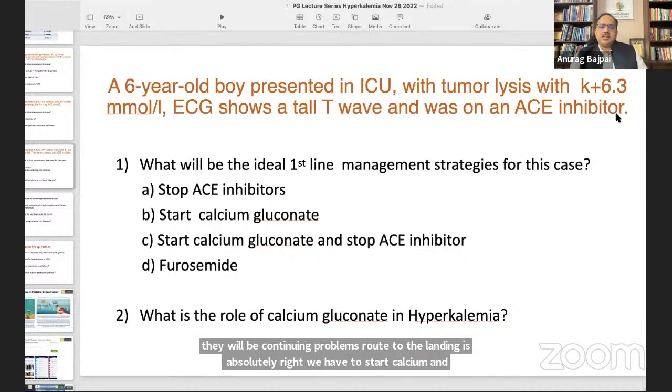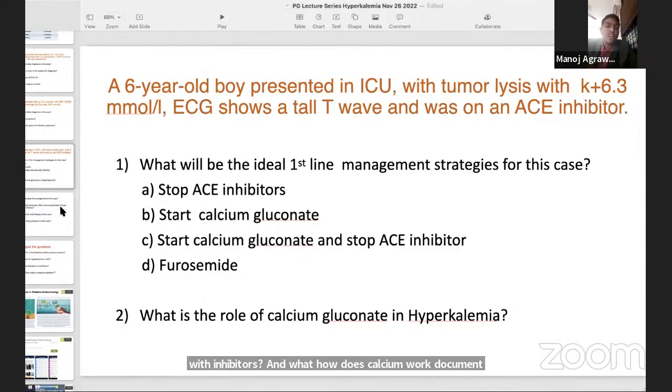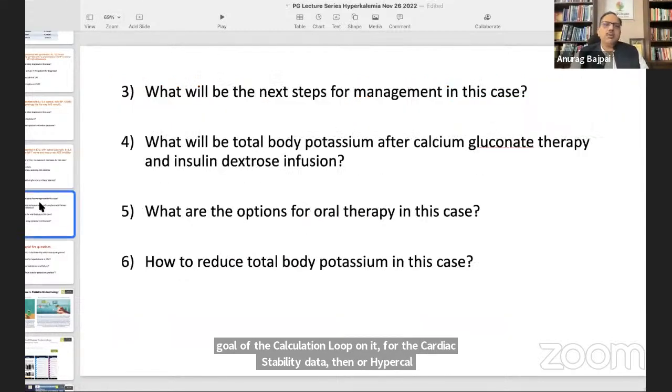And how does calcium work, Dr. Manoj? Calcium doesn't work to reduce the potassium, but calcium has a protective role on cardiac stability. This patient presented with tumor lysis, and there is an acute rise of potassium, so there is a high chance of cardiac arrest. For cardiac protection, we have to start calcium gluconate, and its main role is cardiac stability rather than treating hyperkalemia. I think that's an important point to remember.